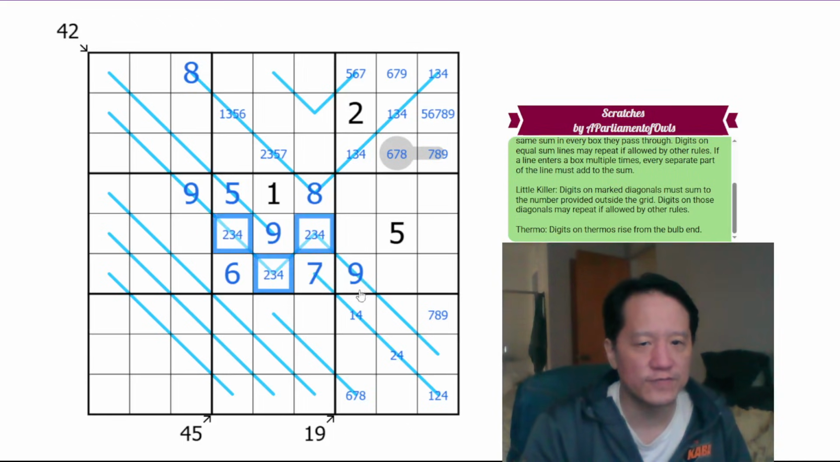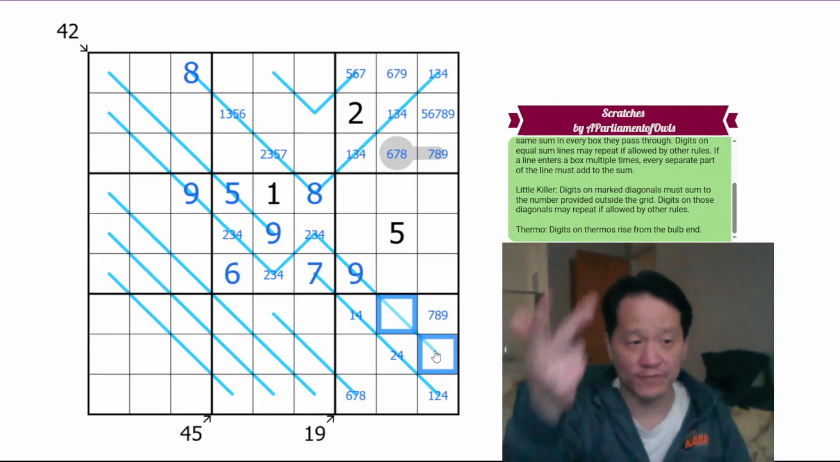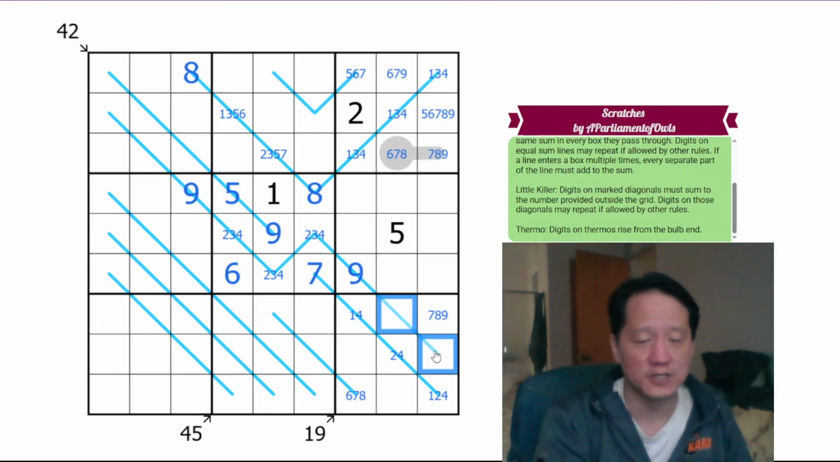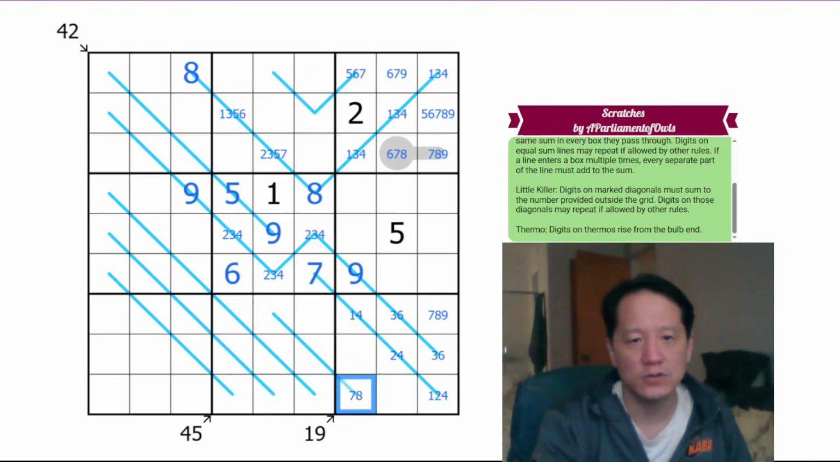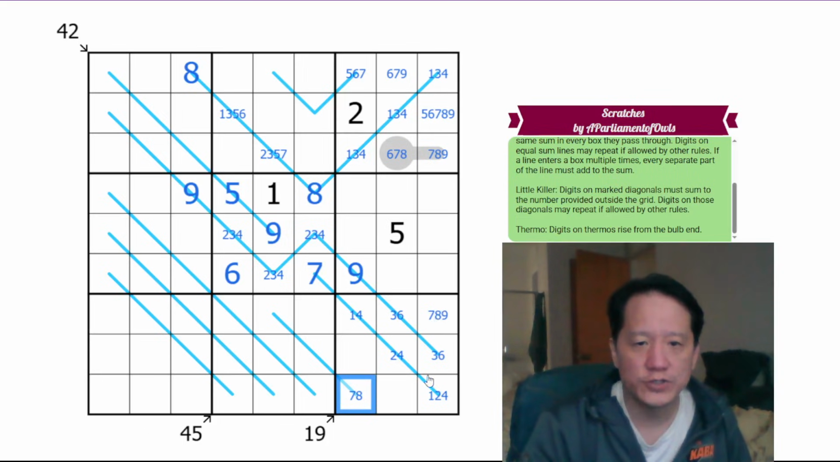This is 2, 3, 4. This adds up to 9, and it cannot have 1, 2, and 4, so it must be a 3, 6 pair. So this is 3 and 6, which means this can never be 6 here. So either this is 2, 8, 9, or 4, 7, 8. Either way, one of these is guaranteed to be an 8.